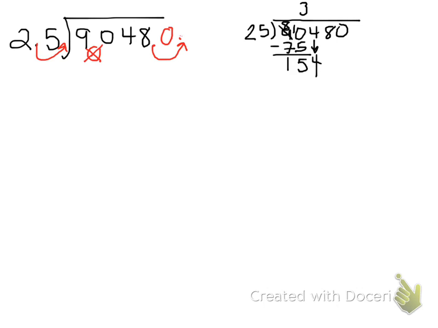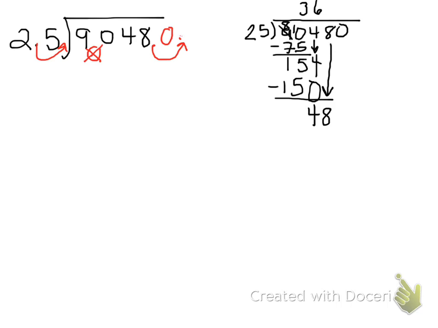How many times can 25 go into 154? Well, I know that it goes in 6 times. 6 times 5 gives me 30, if I can read this. 30, and 2 times 6 is 12, plus the 3 gives me 15, so it's 150. 154 minus 150 gives me the 4, and now I bring down that 8.